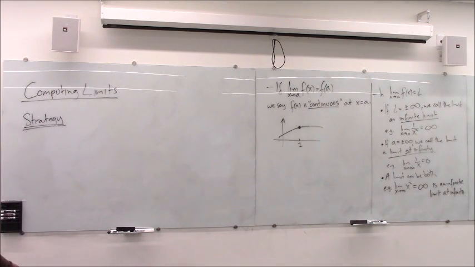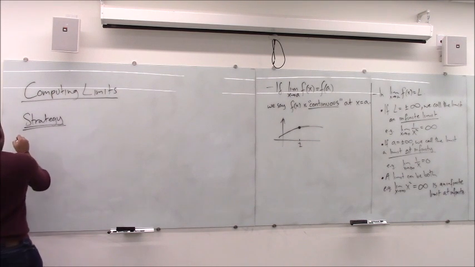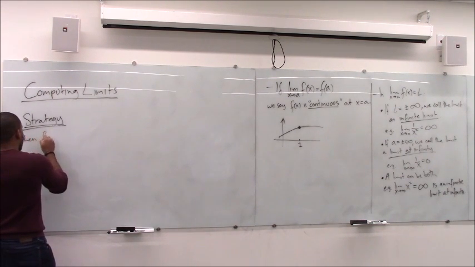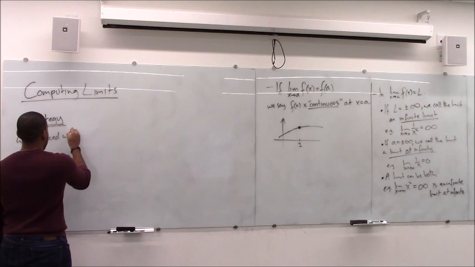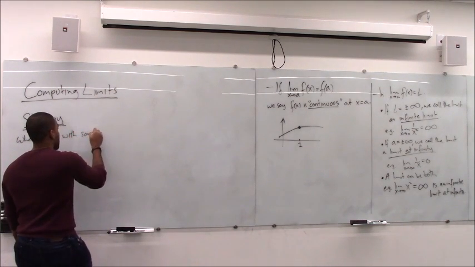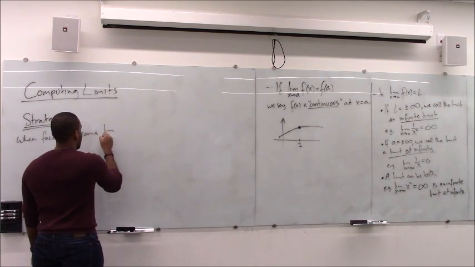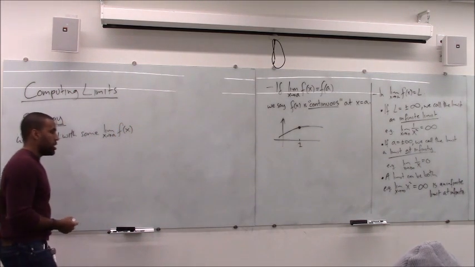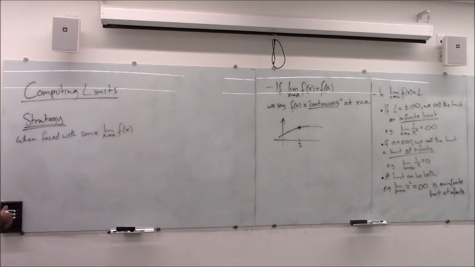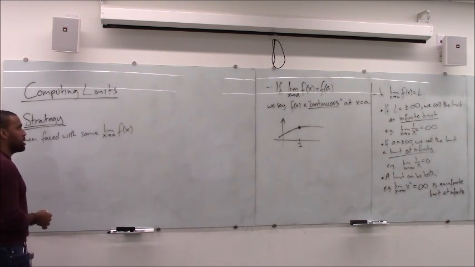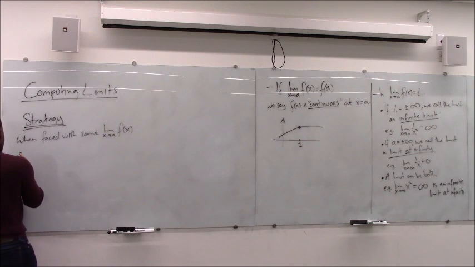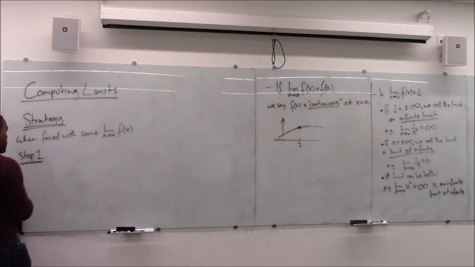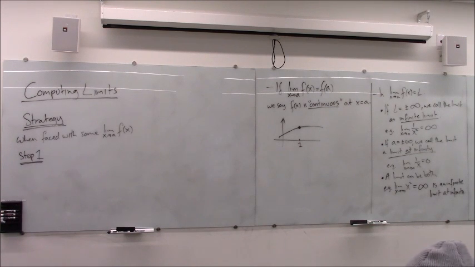Okay? And so if I give you a random limit, when faced with some limit, you don't know what it looks like. It might even look very scary, but we're not going to be scared because I'm going to tell you exactly how to deal with any of these. Faced with some random limit, there's a set of steps that you want to go through. Step 1, always the first thing you try to do.